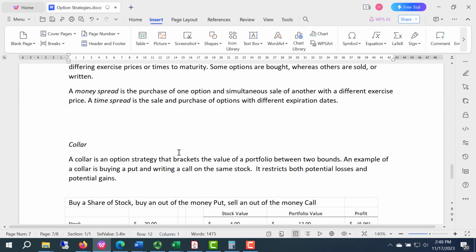So we're looking at the collar here, and a collar is an option strategy that brackets the value of a portfolio between 2 bounds. An example of a collar is buying a put and writing a call on the same stock. It restricts both potential losses and potential gains.